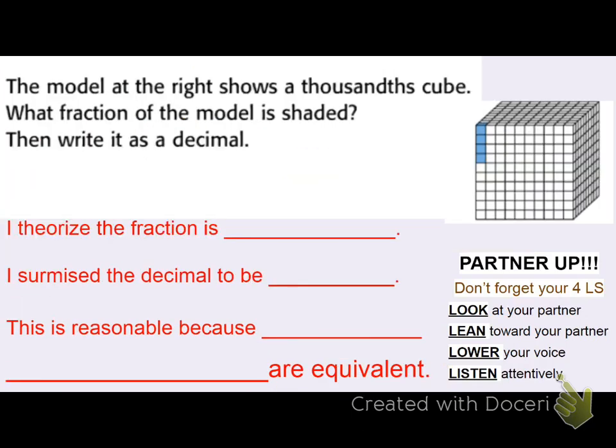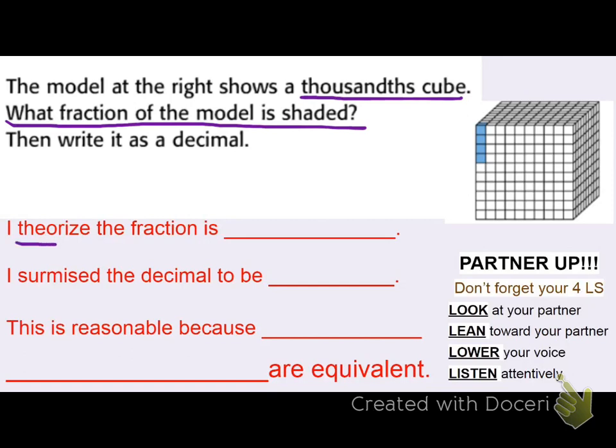All right, this one looks a little bit different. We're not dealing with tenths. We're not dealing with hundredths. There's definitely a lot more cubes. It says the model at the right shows a thousandths cube, so there must be 1,000 of those little boxes. What fraction of the model is shaded? Oh, I see a question mark, and you know I like to underline any question with that question mark. Write it as a decimal. Well, let's look at the question. What fraction of the model is shaded?